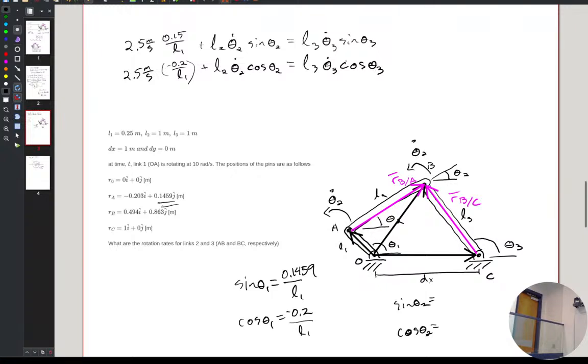L1 is constant, so R is constant, and at that point that 0.1459 is... Well, that one's not constant, it just passes a specific time. I feel like sine theta 2 is a little bit complicated with that. R B is from point O, not from point A. Yeah, so we have two strings.